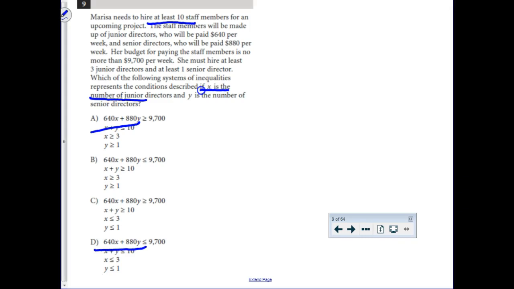Okay. Well, 50-50 shot. Let's keep going. This is what I do now. I look at how they're different. Well, this is how they're different, guys. They're greater than or equal to, simple. So let's just get one more of them right, and then we're good. She must hire at least 3 junior directors. So is this at least 3 or is this at least 3?